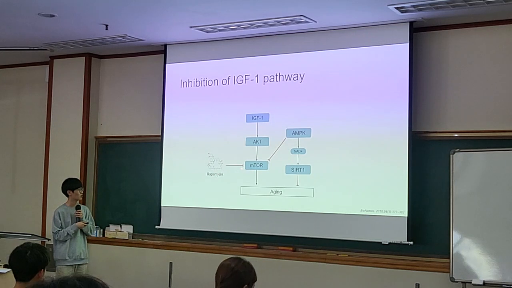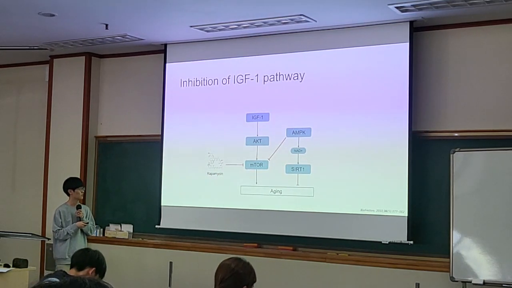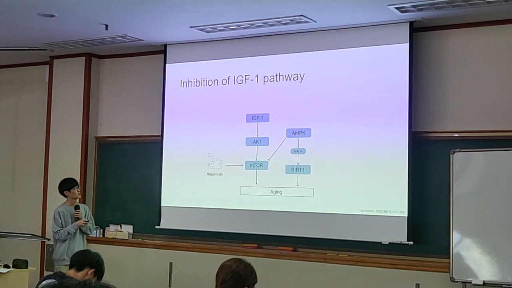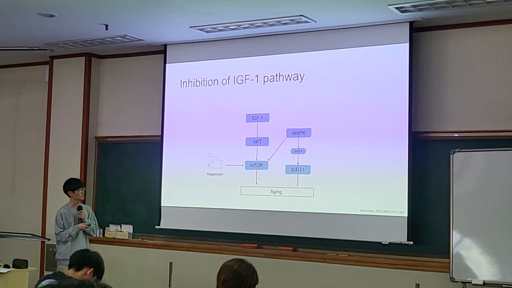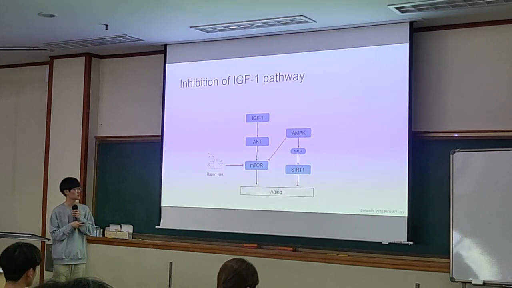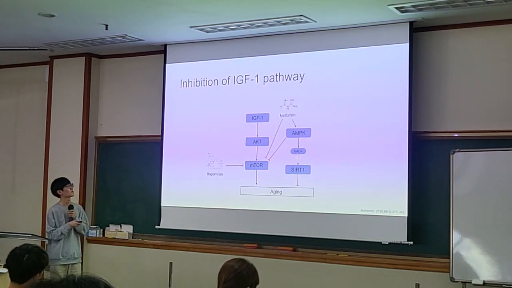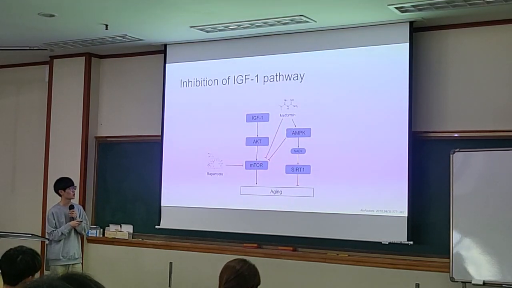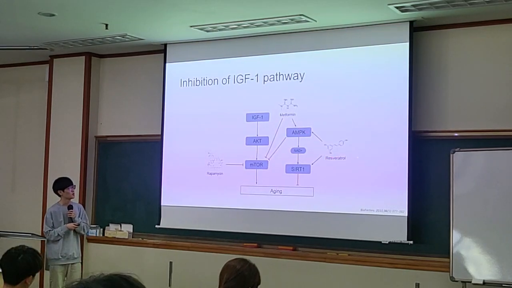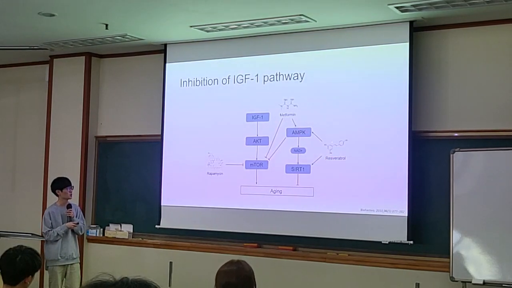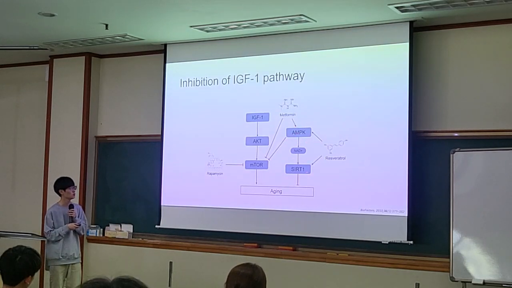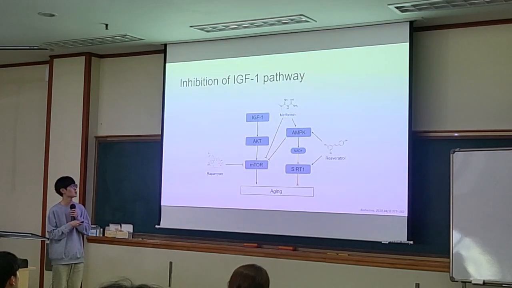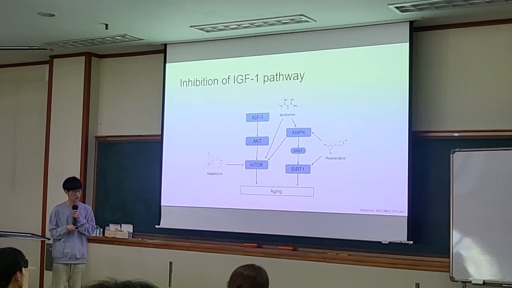Rapamycin is the inhibitor of this mTOR. This AMPK can inhibit mTOR and activate SIRT1. SIRT1 is known as blocking aging. Metformin is blocking mTOR and activating AMPK. Resveratrol can activate this AMPK and SIRT1. These three drugs are examples of inhibitors of the IGF-1 pathway.